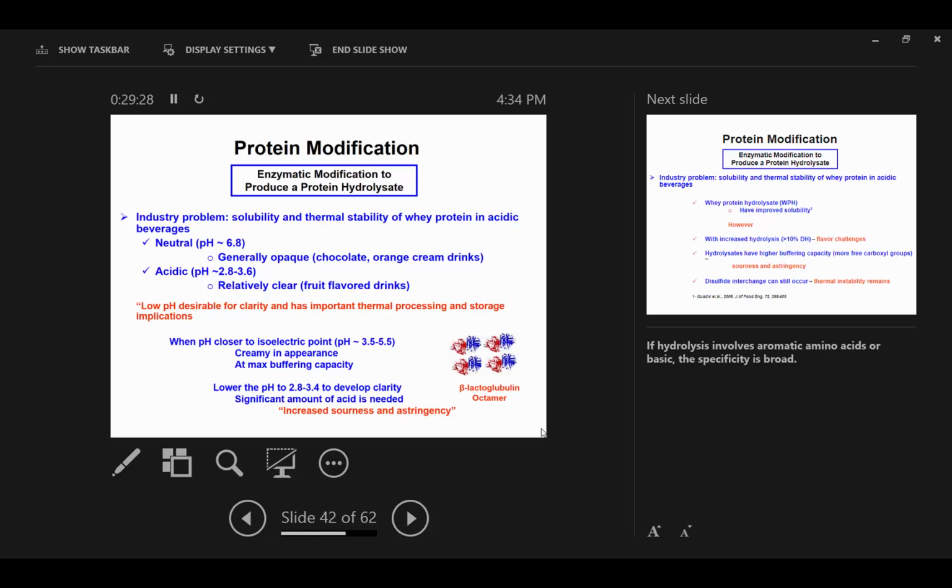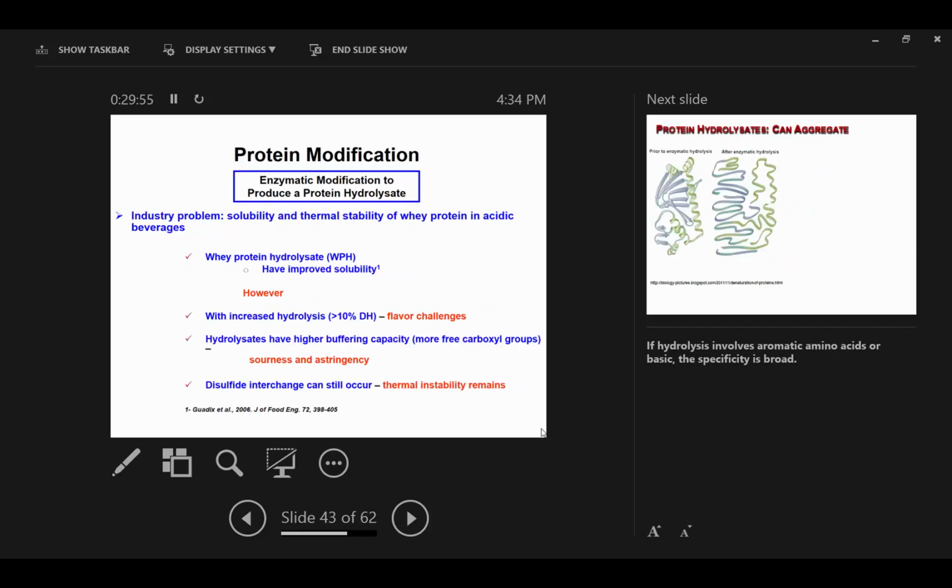So that's why you need to lower the pH to lower than the isoelectric point, and then you get a clear beverage, yet you have a problem with sourness and astringency. So now we have several problems. We have sourness and astringency due to low pH, and we have a shelf life that is short. So two things that are problematic.